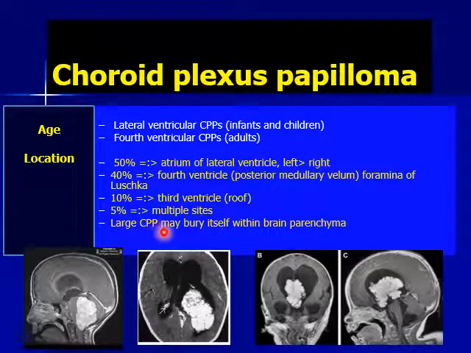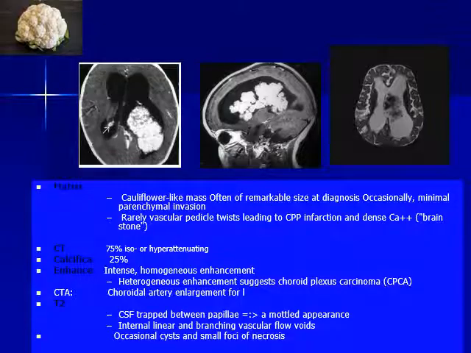Large choroid plexus papilloma may bury itself into the brain parenchyma. Usually the tumor is very enhancing, attached to the choroid plexus, and characteristically it has the cauliflower pattern of appearance. A lot of clefts that CSF buries itself inside, giving this characteristic appearance of a cauliflower mass. Again, cauliflower mass. This is very characteristic. And actually, it is a highly cellular tumor, okay, originating from the choroid plexus. Cauliflower-like mass of remarkable size at the diagnosis.